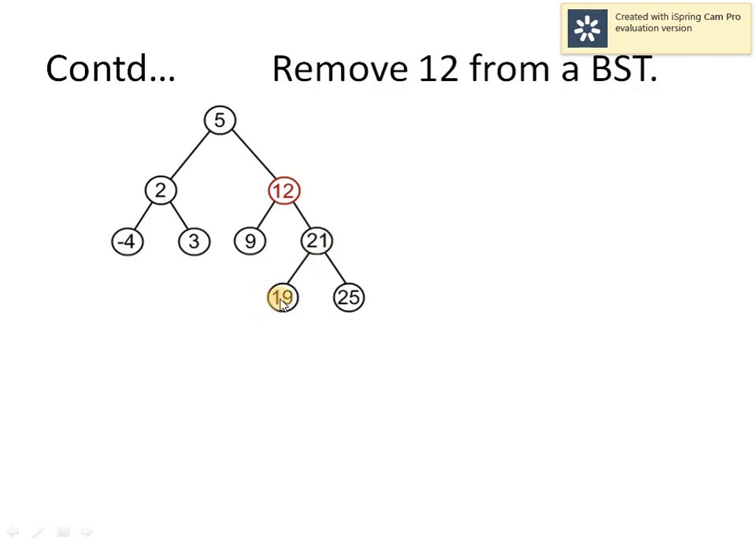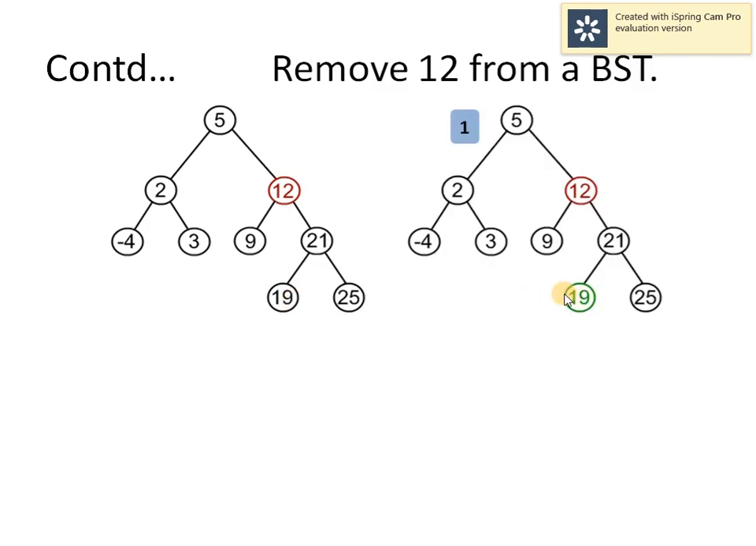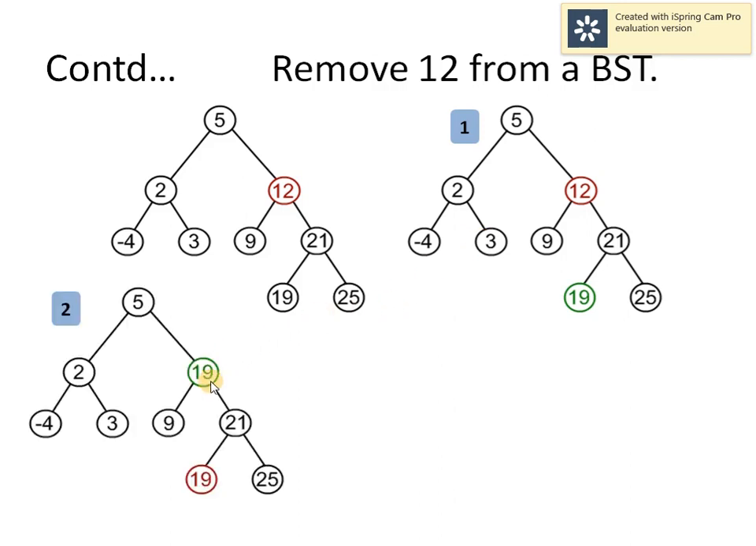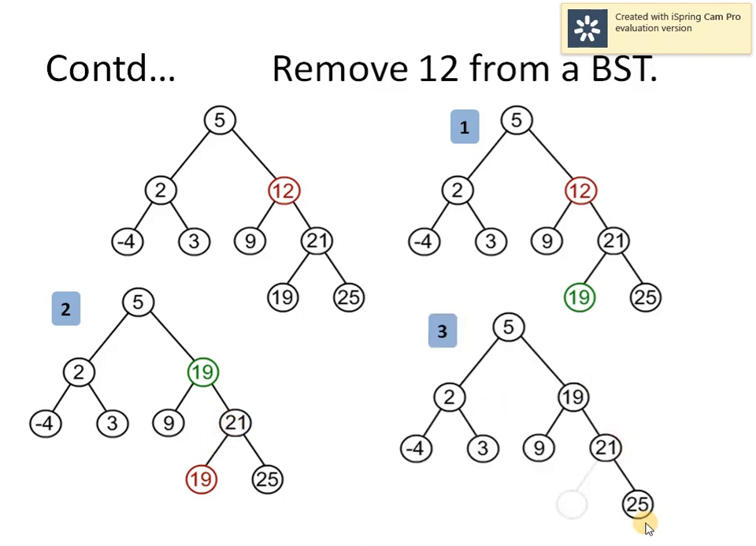So after finding the successor, what we have to do, we have to copy this 19 to 12. So we will get a structure something like this. 19 is appearing 2 times in this binary search tree. After copying the contents, we have to perform the actual deletion in this subpart of the tree. Then we will delete 19 from this subtree. So after the deletion of 19, since it is a leaf node, we have to simply set the left pointer of 21 to none. So we will get a tree something like this, which is a binary search tree.